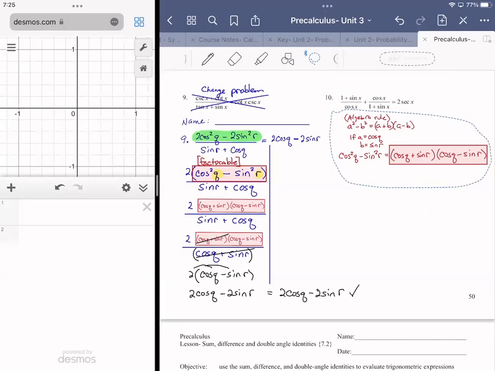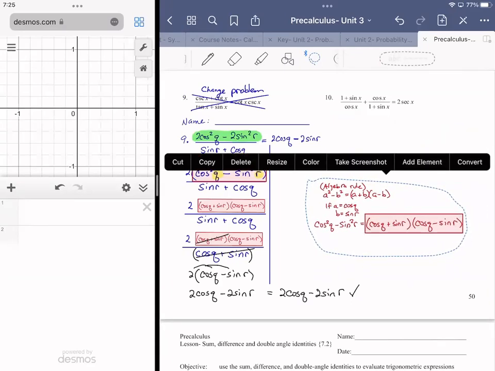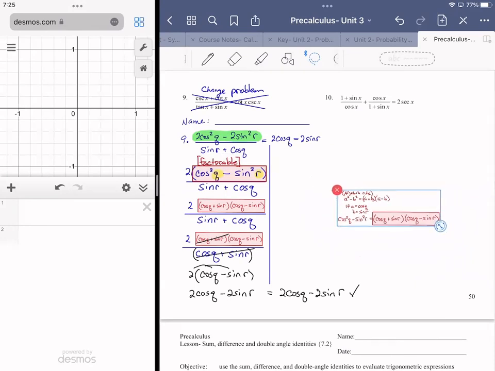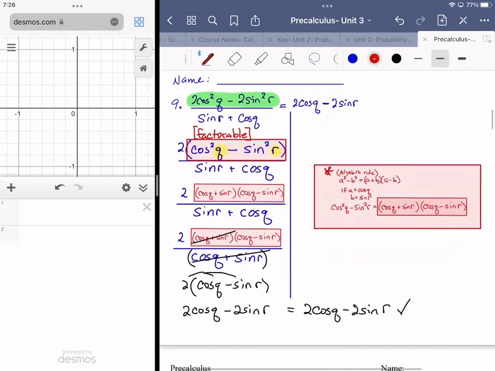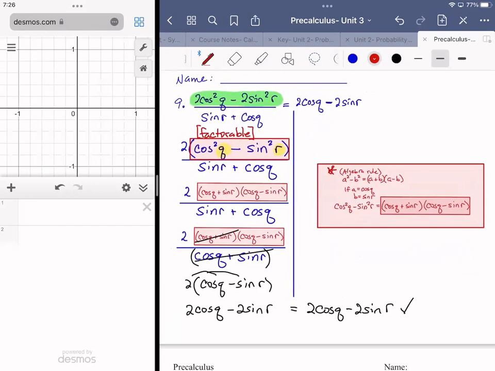All right. So this algebra rule, I'm just going to reduce it in size and tuck it in here. Maybe jazz it up a little bit, and throw a little asterisk on it. But that algebra rule ended up being the key to the whole thing. And again, just a basic algebra rule.